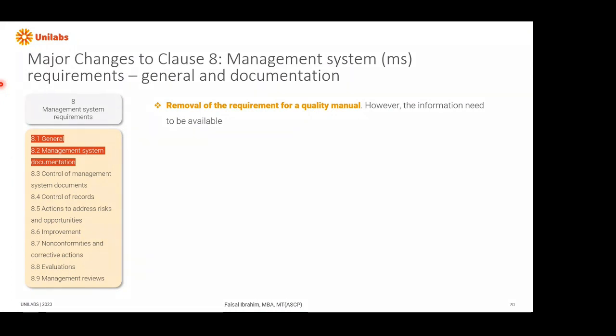Last clause number 8.1, management system documentation. They removed the requirement for a quality manual. However, the information needs to be available. Therefore, most of the assessors, most of the people who wrote about the new ISO standard, recommend that we continue using the quality manual. But it is no longer a requirement.